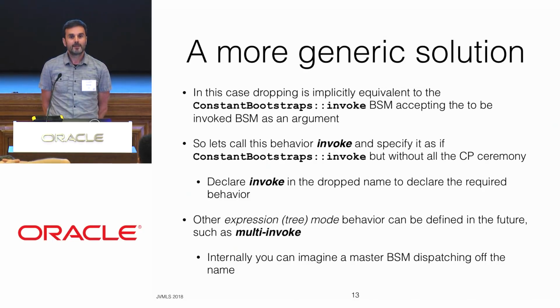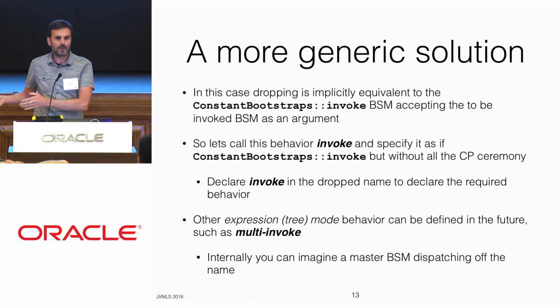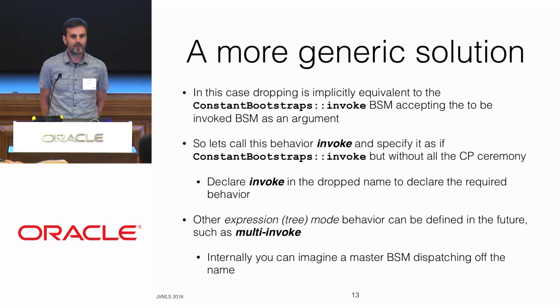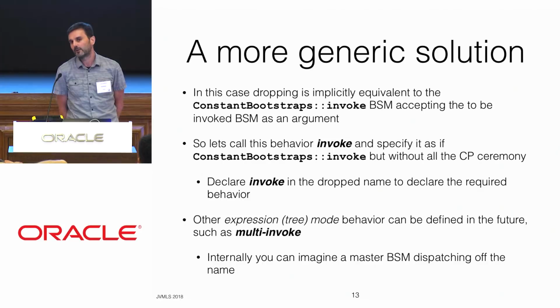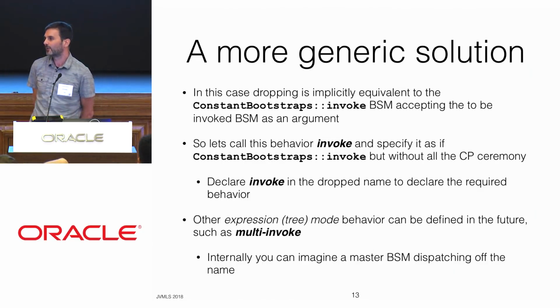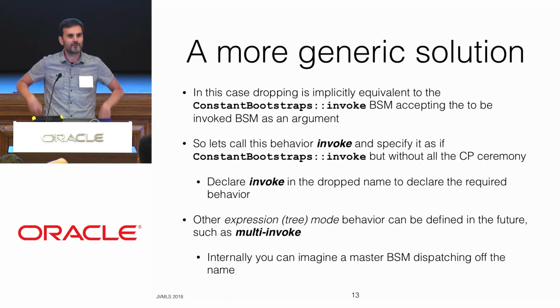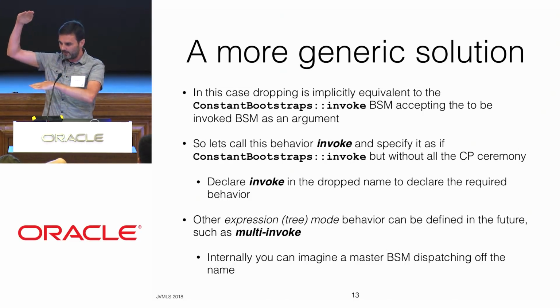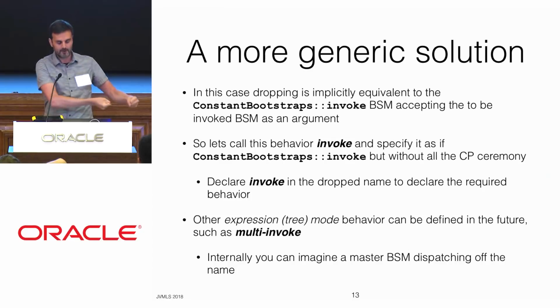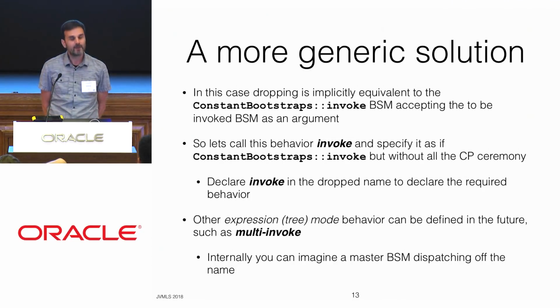And declare invoke in the dropped name. And then we can specify that behavior using the name that we dropped beforehand, and that becomes something we can extend to other forms of invoke behavior if we so wish. I think John has ideas for multi-invoke type behaviors as well, where you have a bunch of method handles consuming some subsets of the arguments, and it goes through it all, invoking to return your constant at the end of it.